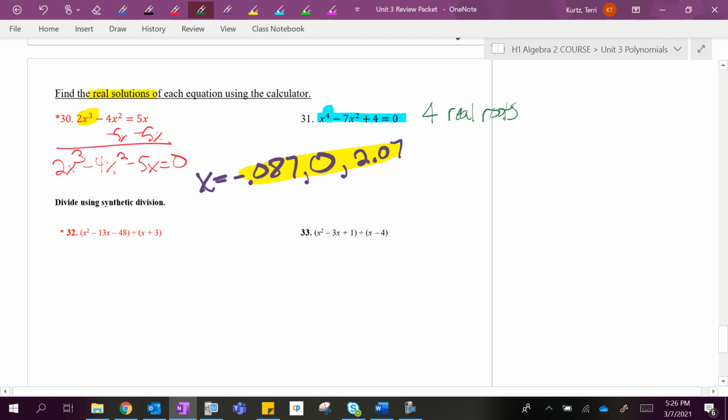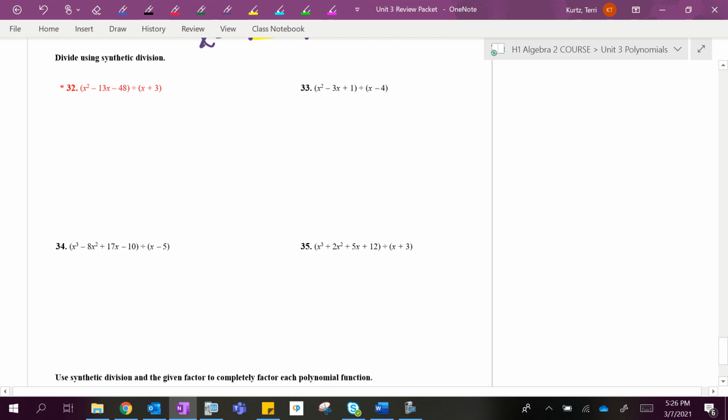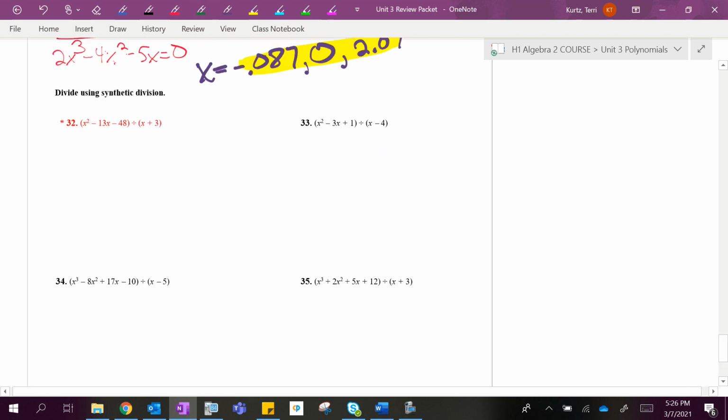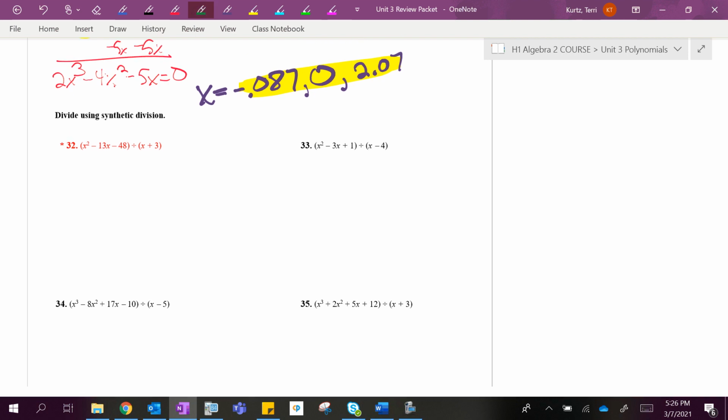Okay. Last is synthetic division. So again, I also hope you guys checked your homework that is posted for synthetic division. So it should be relatively fresh in your brain, but I will go ahead and review this real quick.